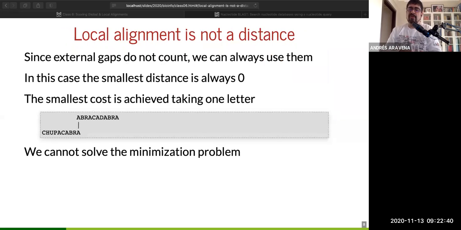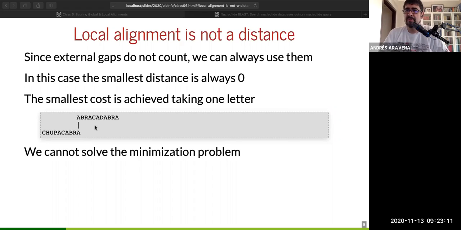Now, the point that happened here is this. Since the external gaps do not count, if you are trying to make the shortest distance, you will always find something like this. I can match A with A and have one perfect match, and the rest we don't care about, so the distance is 0. Okay?